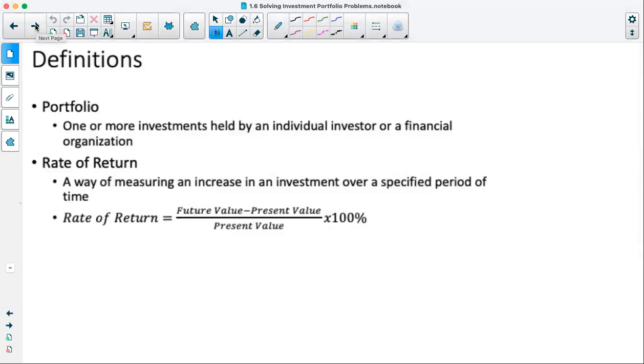So some definitions first. Portfolio is one or more investments held by an individual investor or a financial organization. Rate of return is a way of measuring an increase in an investment over a specified period of time. Now, we can also mathematically represent this. Our rate of return is our future value minus our present value divided by our present value, and then we multiply it by 100, add a percentage sign, and we have our rate of return as a percentage.